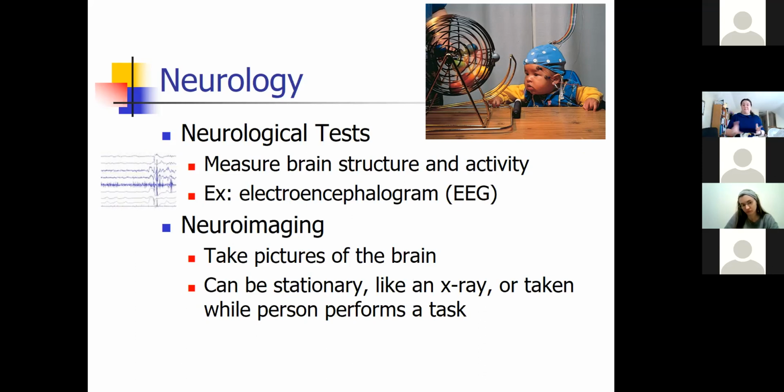And this involves taking pictures of the brain, and it can just be stationary, like an X-ray, or more and more we're using it basically like a little video of the brain where a person is performing a task and you pay attention to what the brain is doing while they're performing that task.